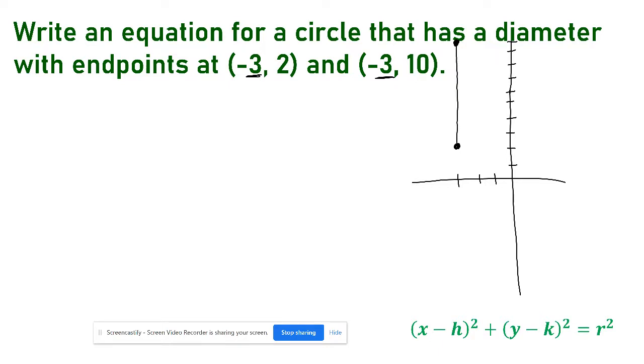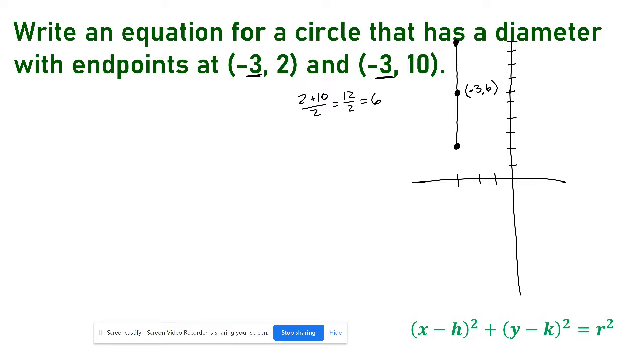So I know the midpoint here, halfway between 2 and 10, is going to be my center. If I want to find the halfway point between 2 and 10, I can just average those. And the number that is halfway between 2 and 10 is 6. So I have a center point there at -3, 6.